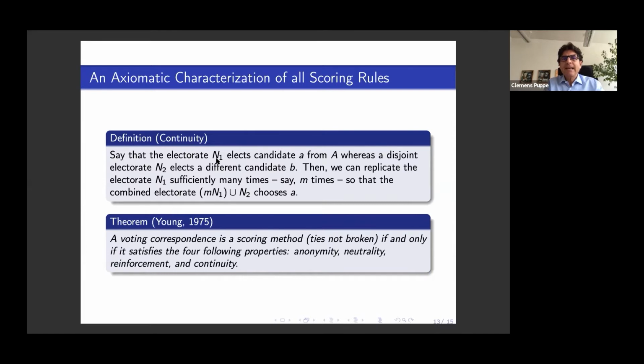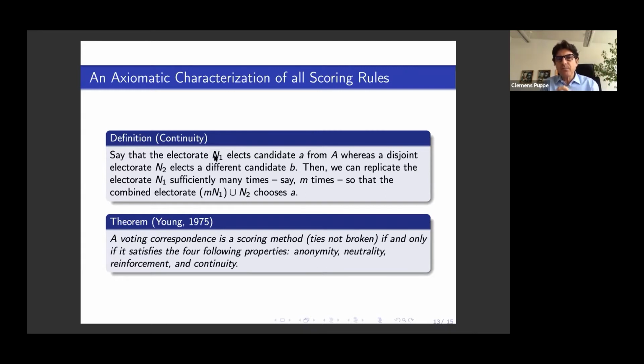It says that even if a group of agents would elect candidate B, if another group of agents elects another candidate A, then if I replicate this group here sufficiently many times, then at some point A must override B.